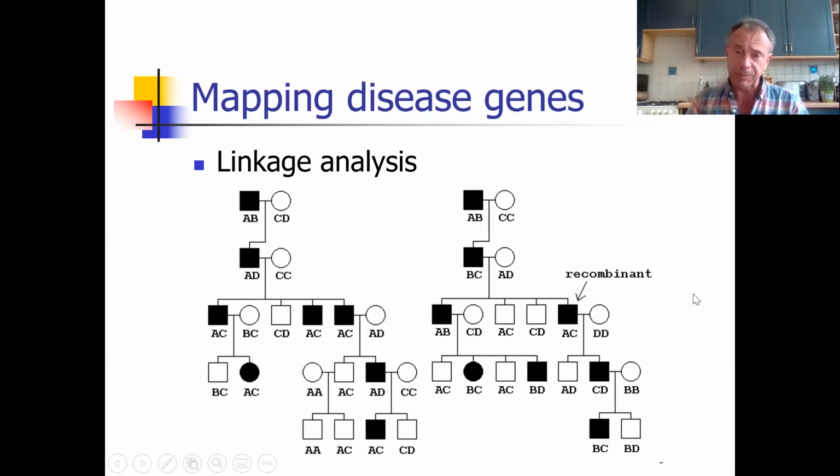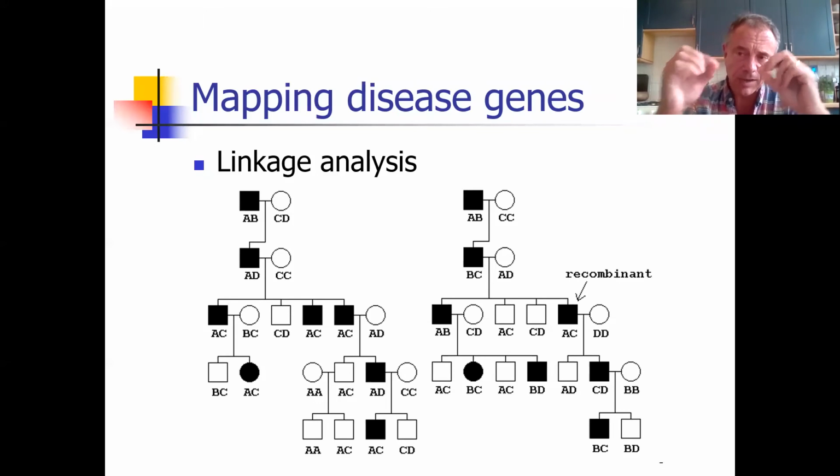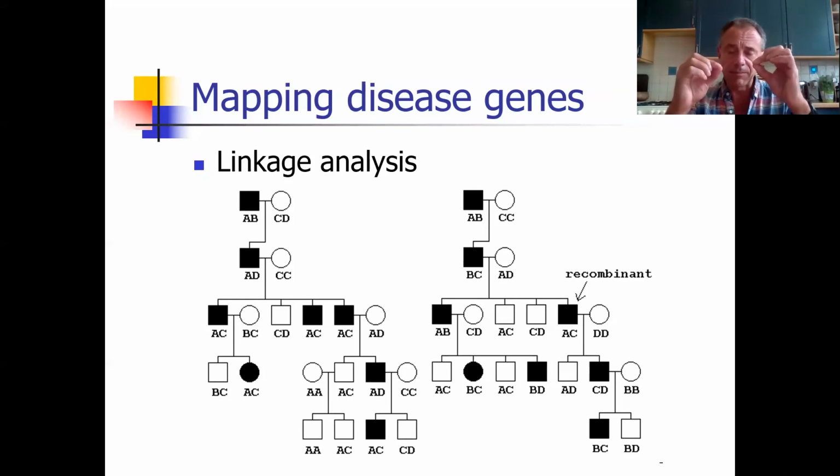So what may be happening? In this original founder here, there's a disease mutation which is giving you the disease in a gene, and nearby there is a marker allele, and that marker allele happens to be an A allele. So you've got an A allele on the same chromosome as the disease mutation, and then they get inherited down through the rest of the pedigree. Because they're close together, they tend to get inherited together.